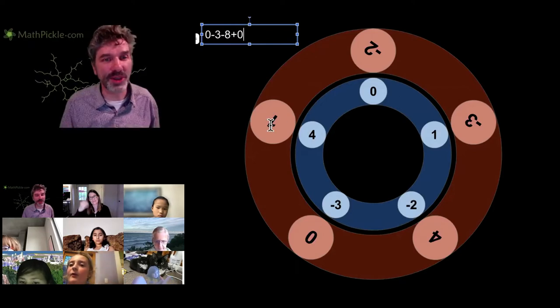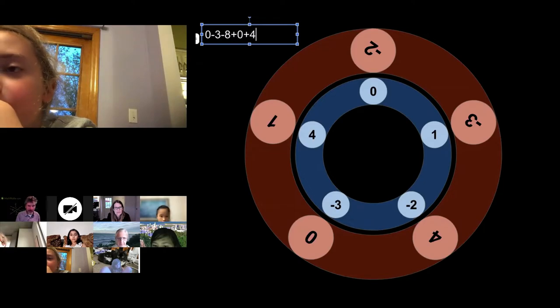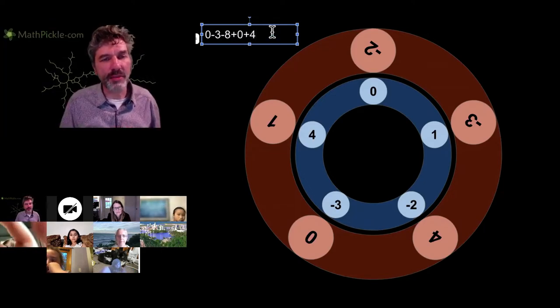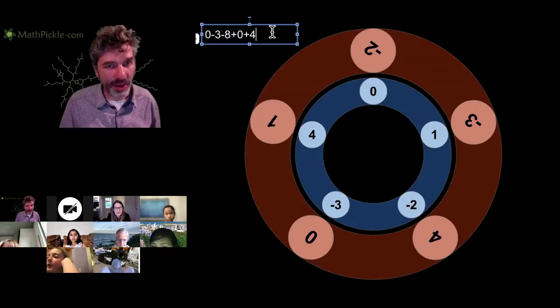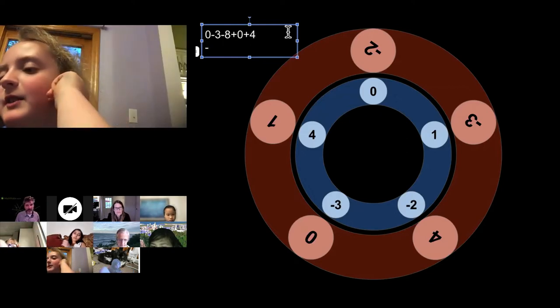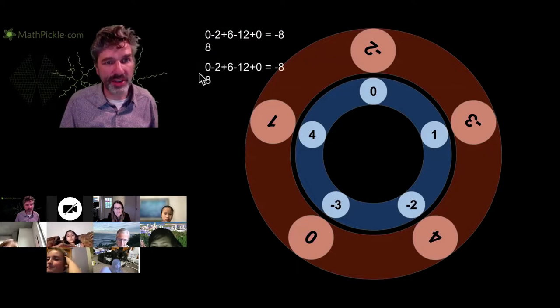4 times 1. +4, yes. Sorry. Okay. So we have -3, -8. That is -11. +4 would be -7. So that minus means seven. So that's a score of 7, which is not as good as our previous score.